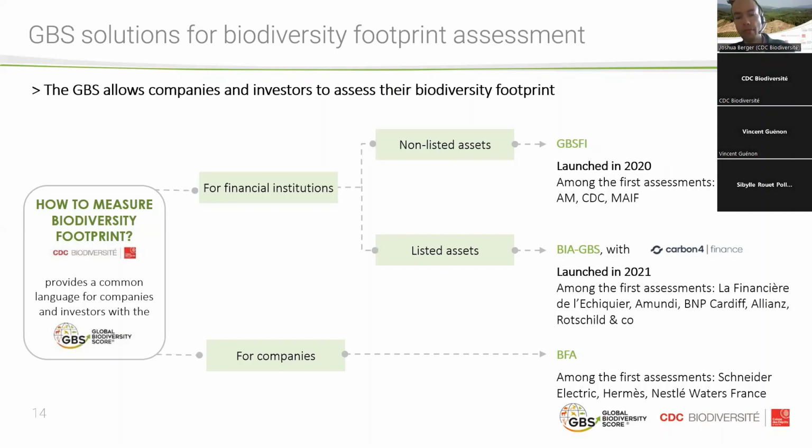Or if you have listed assets, then you can use the BIA-GBS database, so Biodiversity Impact Analytics powered by the GBS, which we developed with Carbon4Finance, our partner. It's an off-the-shelf database, so you just need to provide, for instance, ISIN numbers and the amount invested, and then you get the impacts. We also have trainings at the B4B+ Club to get on top of this topic and meet other corporates and financial institutions and do case studies.